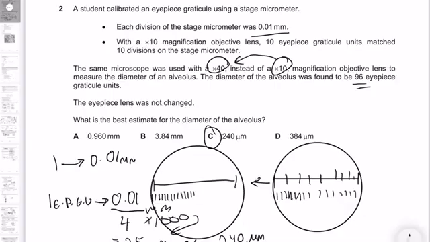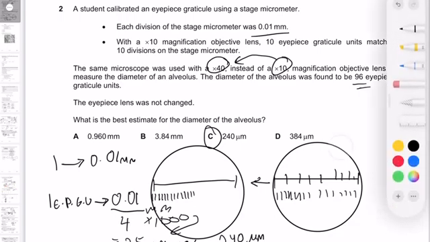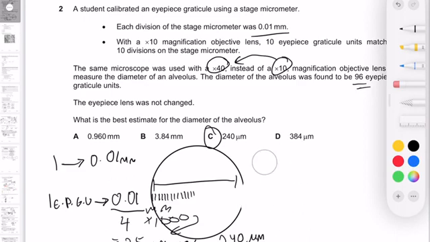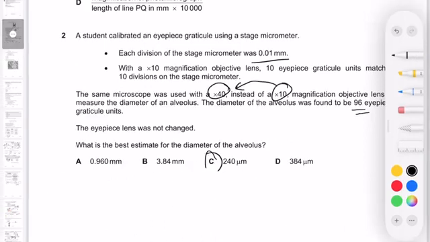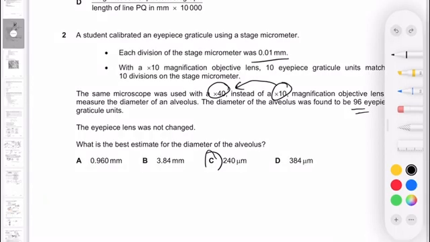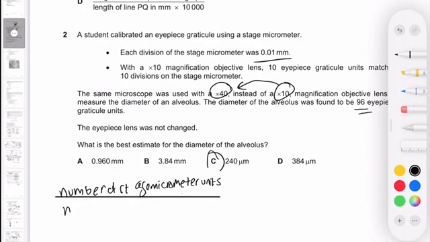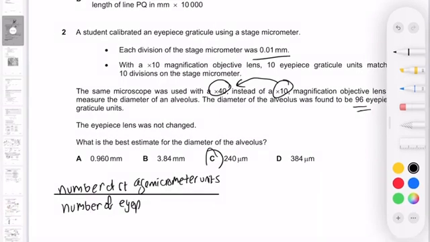So I'm going to introduce another idea because some people are actually familiar with the way of using a formula, and maybe you'd find formulas interesting too because they actually help you out a lot when it comes to the eyepiece reticle. We know that there's this formula where we're going to be using the number of stage micrometer units, and we divide that by the number of eyepiece reticle units.